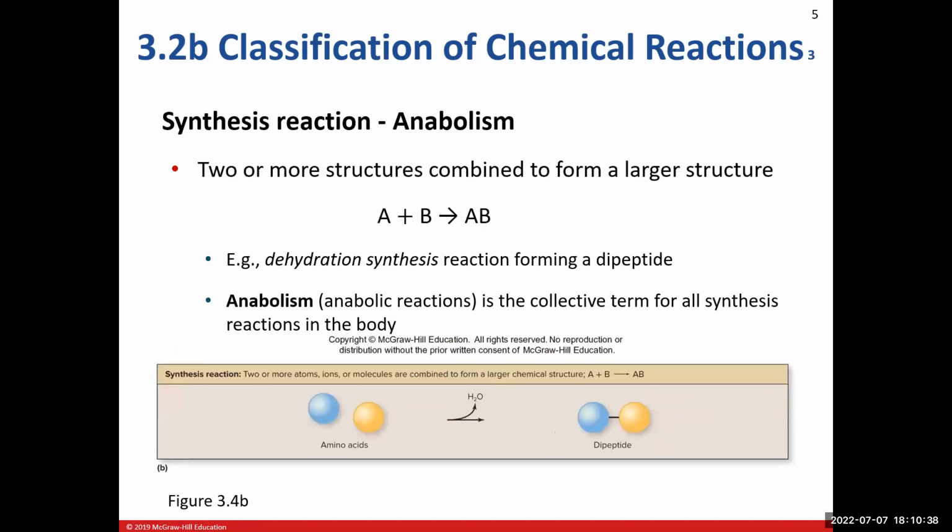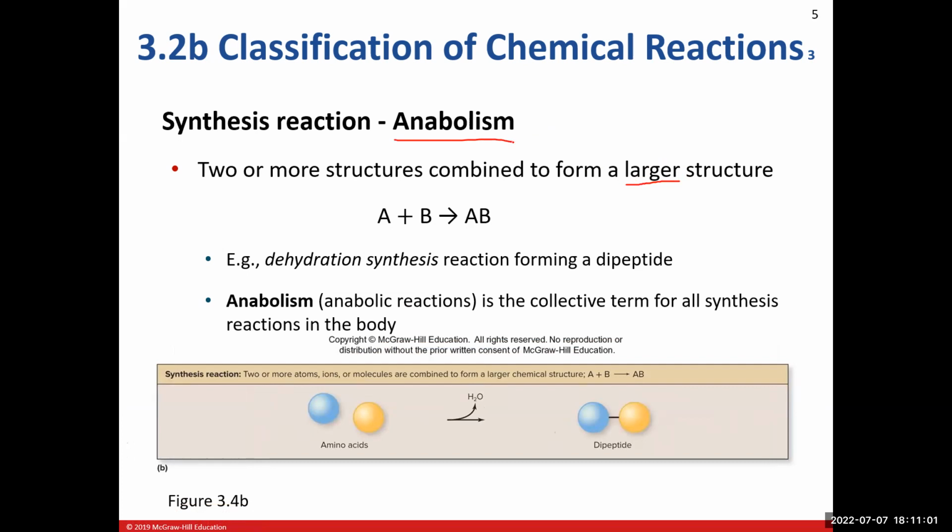All right, the next type of reaction is a synthesis reaction. This is where we're going to make something. We're going to start off with something that's small, two, three, whatever. We have a bunch of small items, and then we're going to combine them to form a larger structure. So we're basically doing the opposite of what we just did in the previous slide. We call that anabolism.